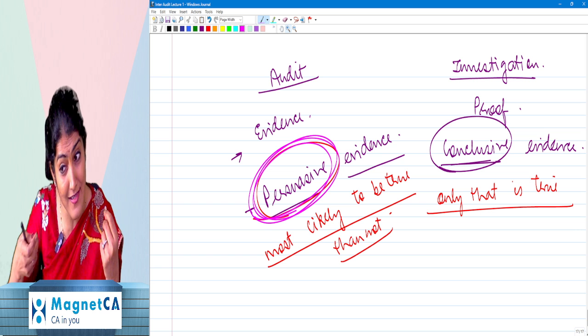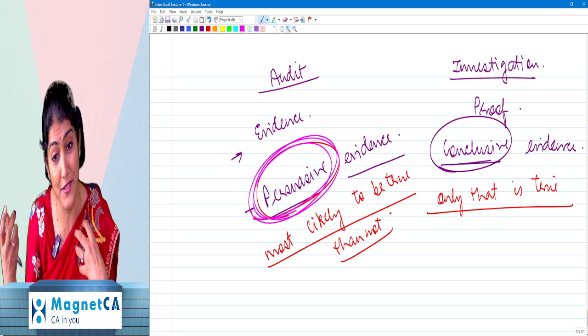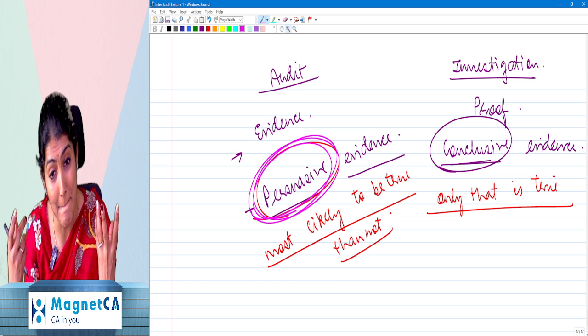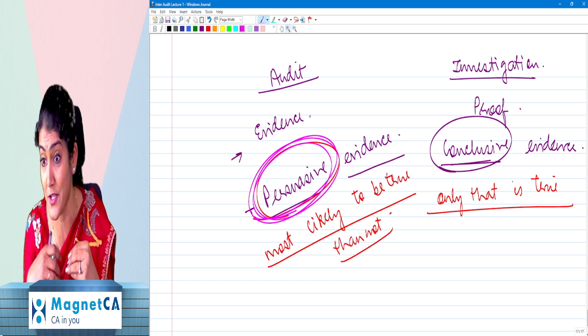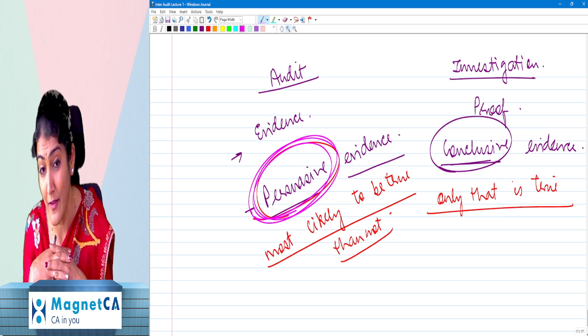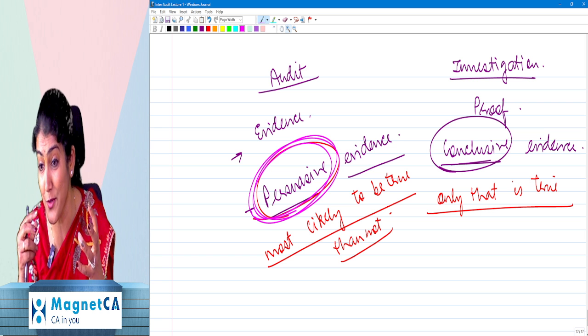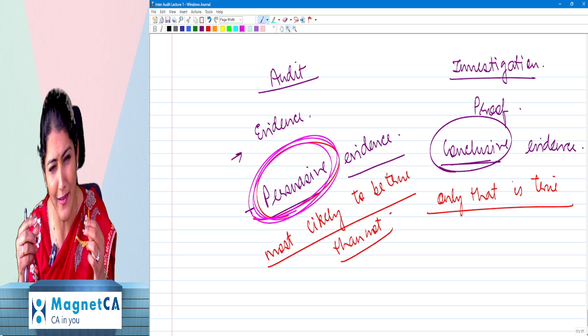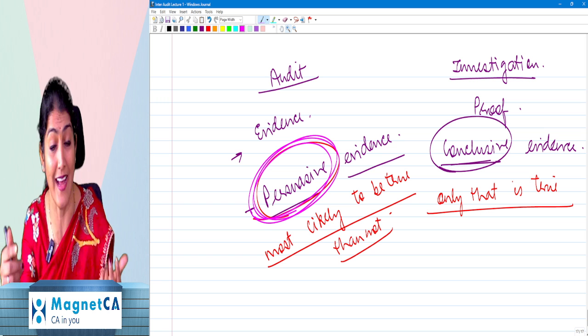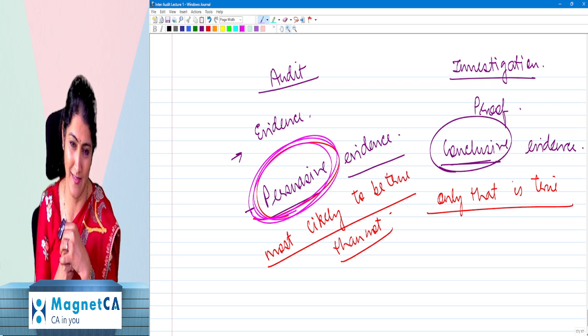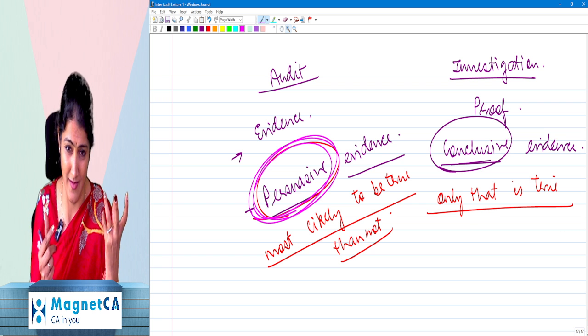So what is the nearest word you find for persuade, to persuade someone? Audit also develops your English. It also develops your communication. I'm telling you. To persuade someone is to influence, okay? To influence, to convince, exactly. To convince someone.